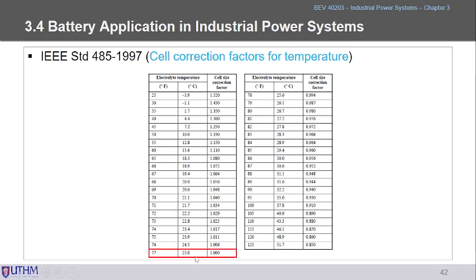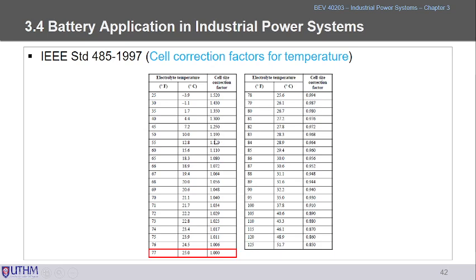This is where the manufacturer tests the battery, at 25 degrees Celsius or 77 degrees Fahrenheit. So that's why the correction factor is 1 here. It starts from here at 1. That means if you put the battery in a cooler condition, for example 10 degrees Celsius, then you will have additional capacity of the battery.